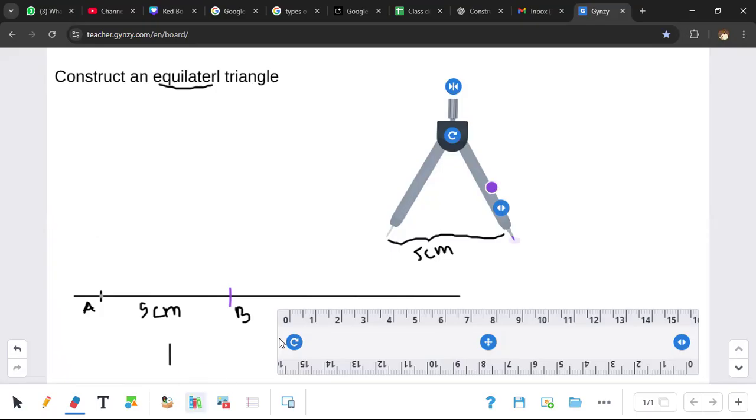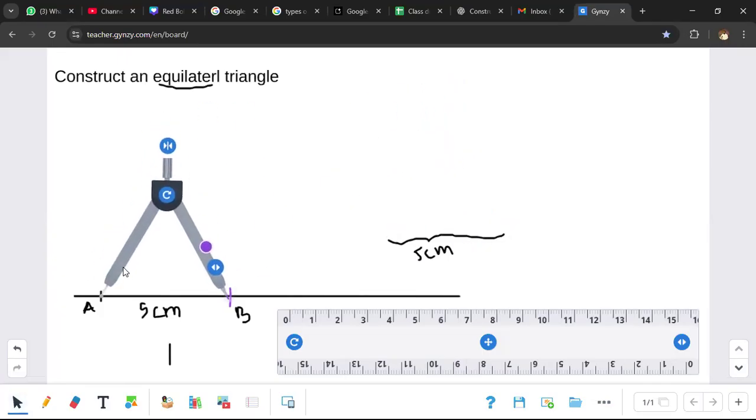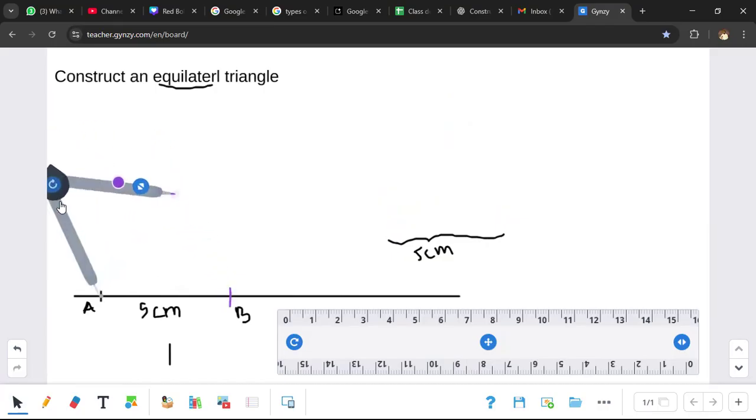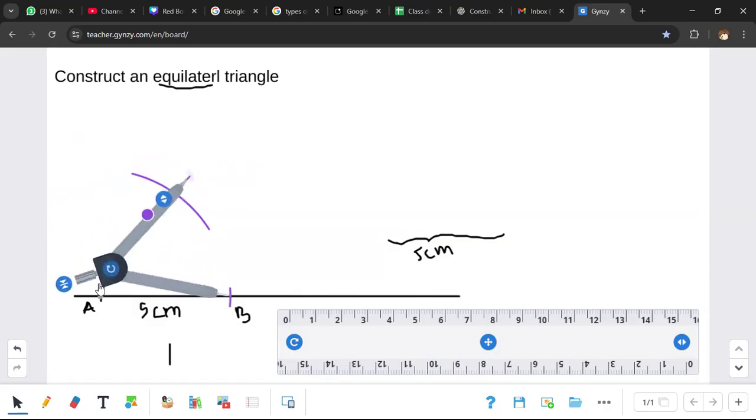Right. So I will take my compass here and I am going to put the compass point on point A and rotate it. I will draw an arc like this. Then again I am going to put the same compass on my point B, like this, and rotate it, and you have to draw it until it intersects.